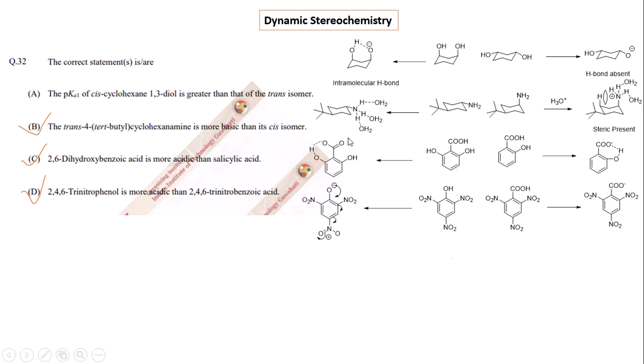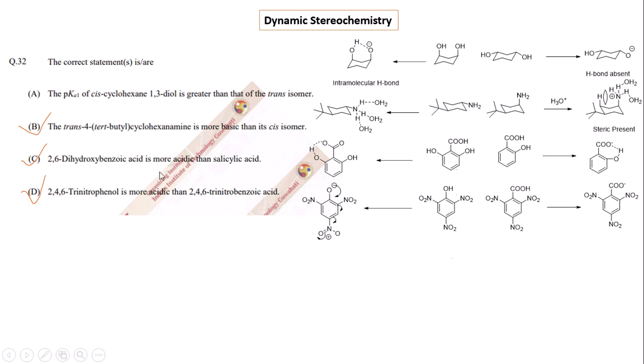But in case of the trans 4-tert-butyl cyclohexylamine and the cis derivative of cyclohexylamine, the conjugate acid becomes unstabilized by the 1,3 diaxial interaction, so it is lower basic, but here the 1,3 diaxial interaction is absent, so it becomes higher basic.